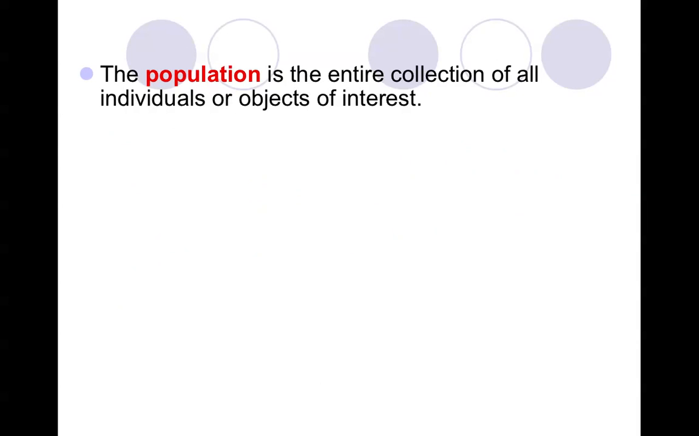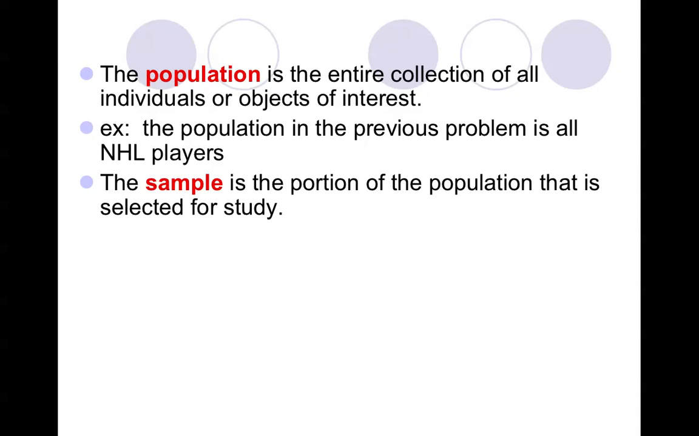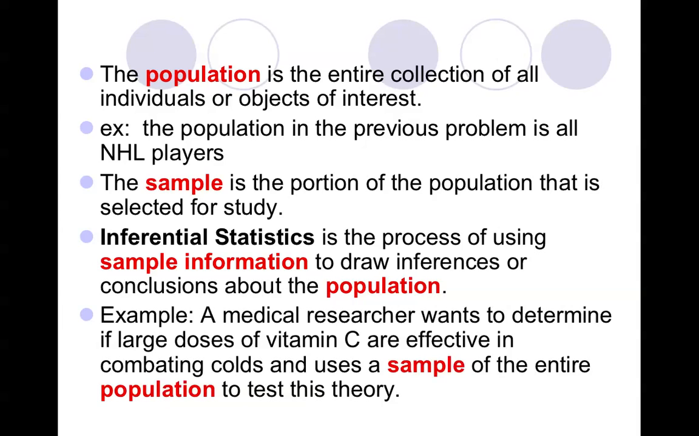Okay, we talk about the idea of a population very frequently in this class. The population is the entire collection of all individuals or objects of interest. For example, if we were looking at the NHL example just previously, the population would be all NHL players. The sample, however, is different. The sample is a portion of the population that is selected for study. What we do in inferential statistics is we take sample information and we draw inferences or conclusions about the population based upon the sample. So, for example, a medical researcher wants to determine if large doses of vitamin C are effective in combating colds and uses a sample of the entire population to test this theory.